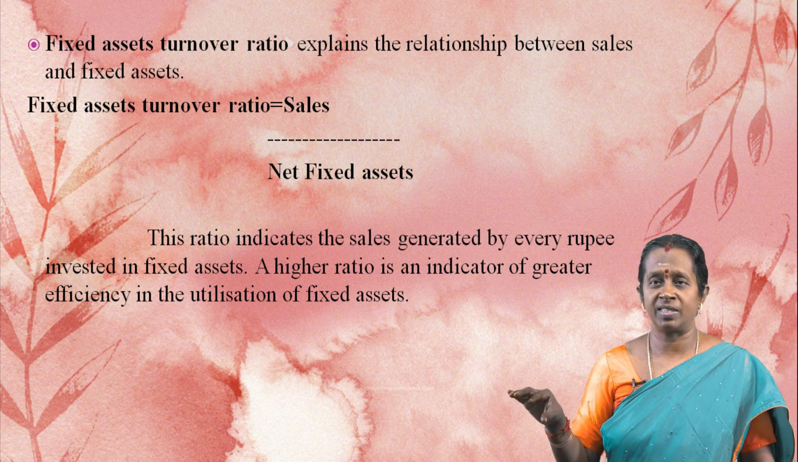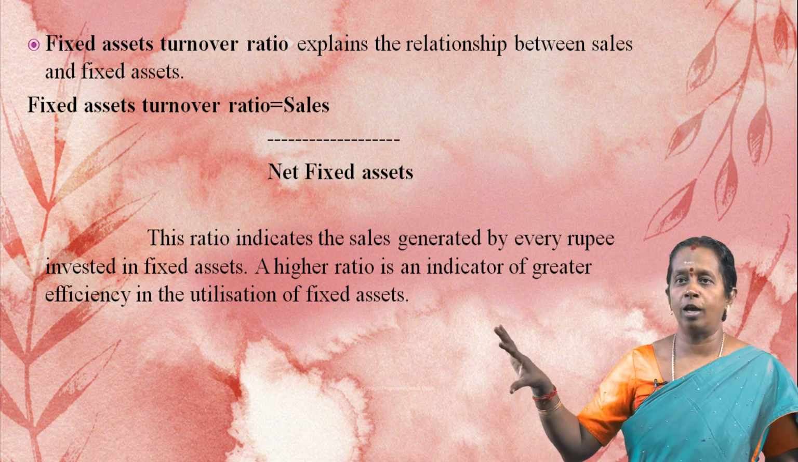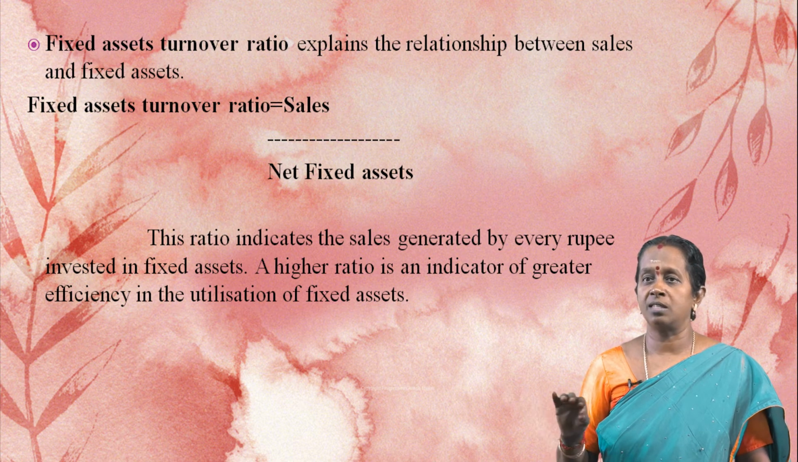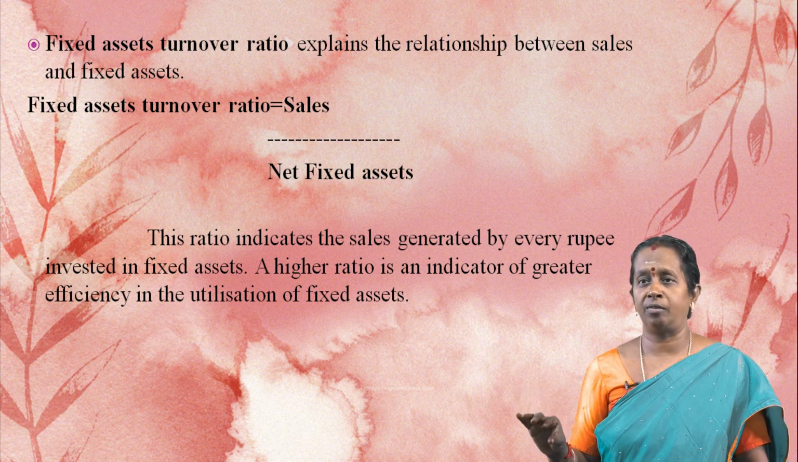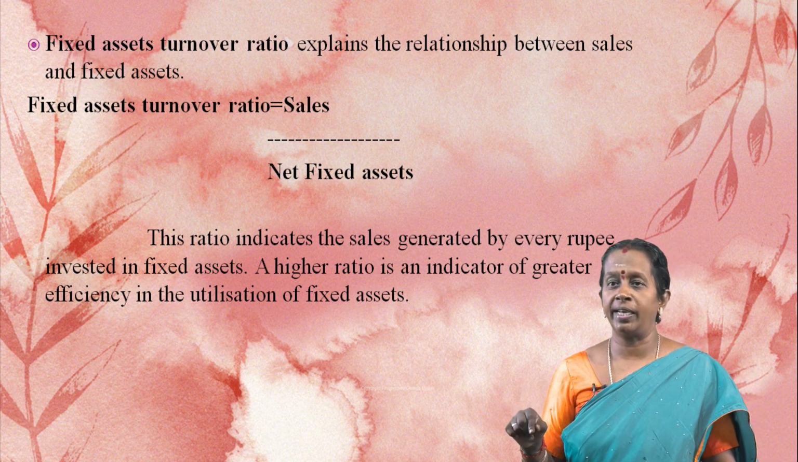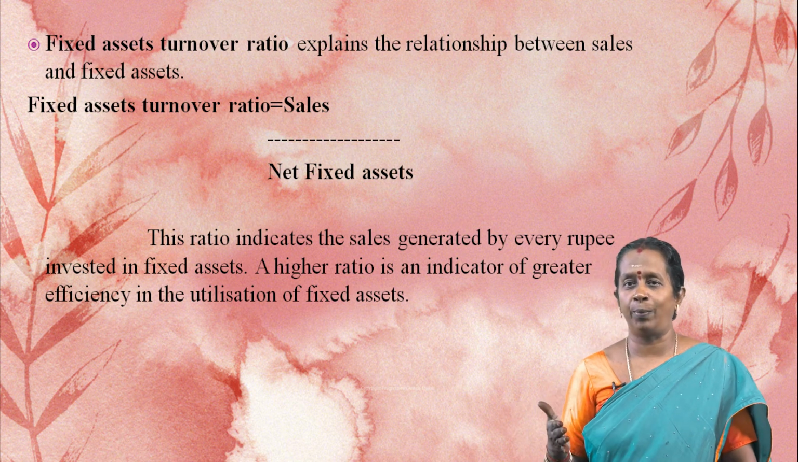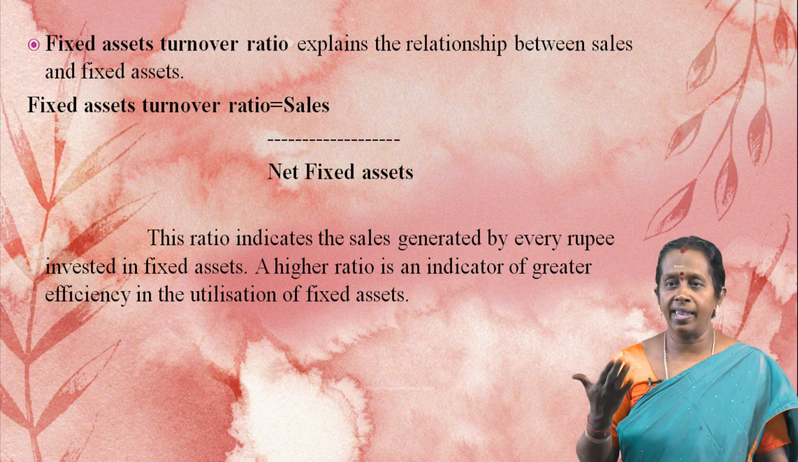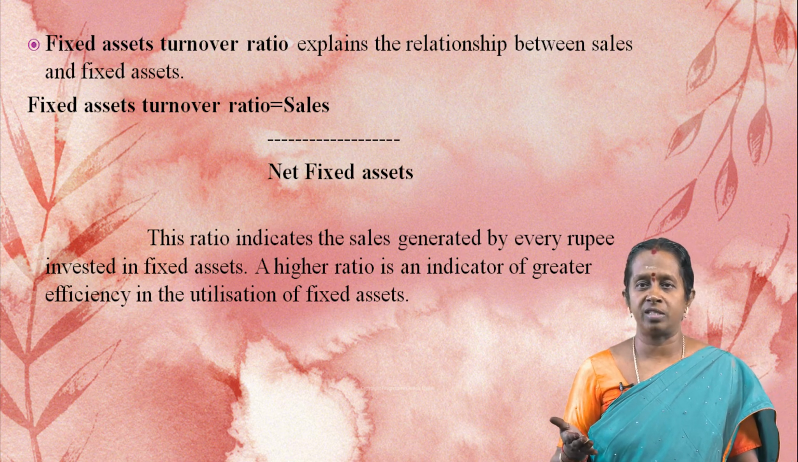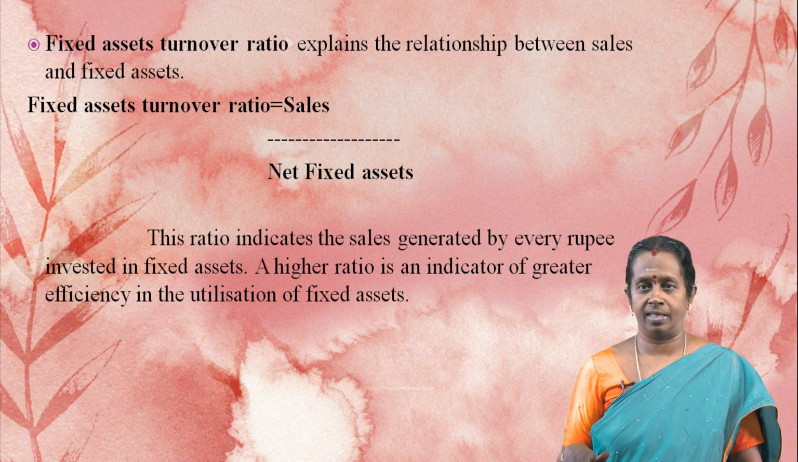Fixed assets are those meant for a longer period of years. So in that circumstance, we consider those assets as net fixed assets. This ratio indicates the sales generated by every rupee invested in fixed assets. A higher ratio is an indicator of greater efficiency in the utilization of fixed assets.